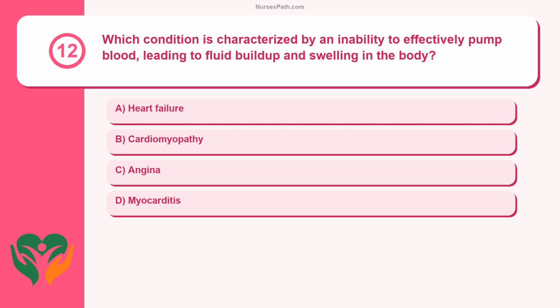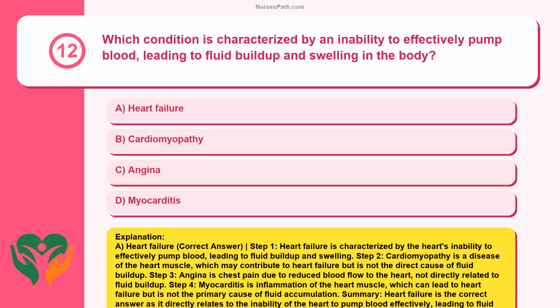Question 12. Which condition is characterized by an inability to effectively pump blood, leading to fluid buildup and swelling in the body? Heart failure. Cardiomyopathy. Angina. Myocarditis. A. Heart failure. Correct answer. Step 1. Heart failure is characterized by the heart's inability to effectively pump blood, leading to fluid buildup and swelling.